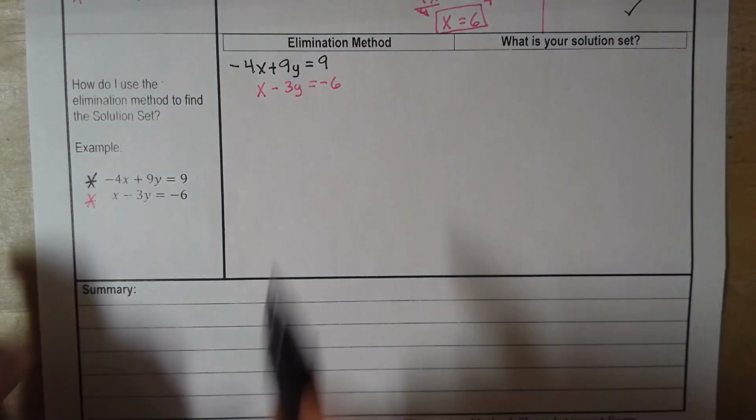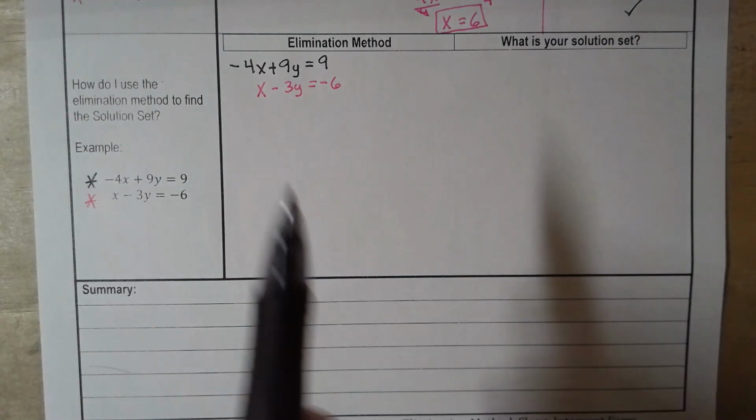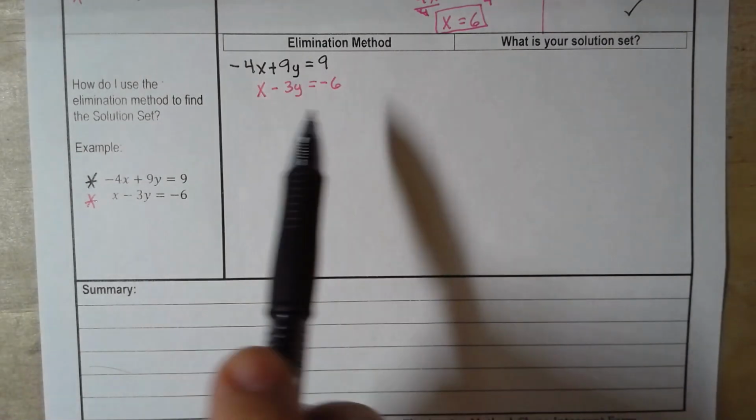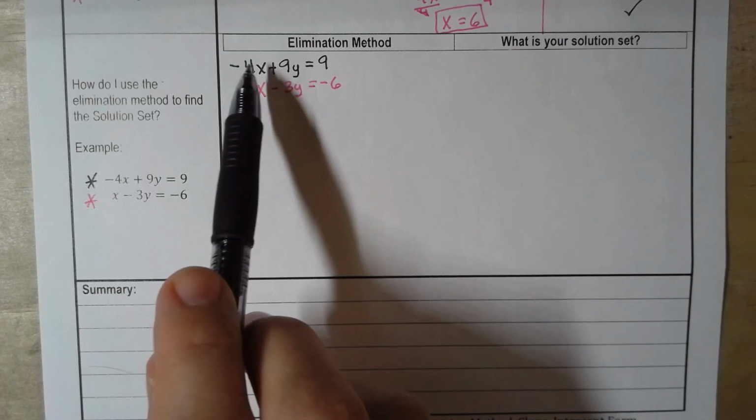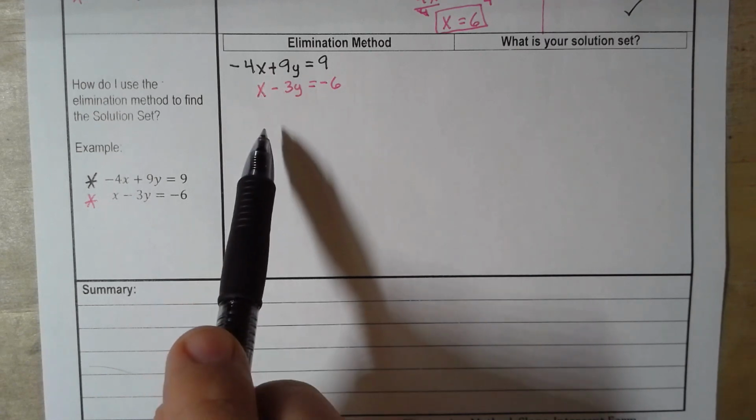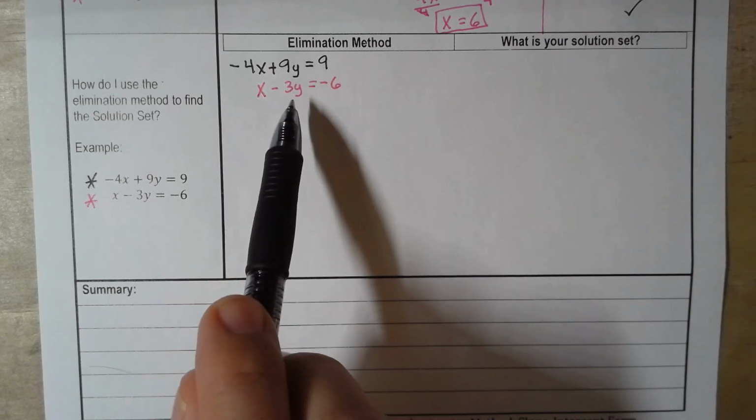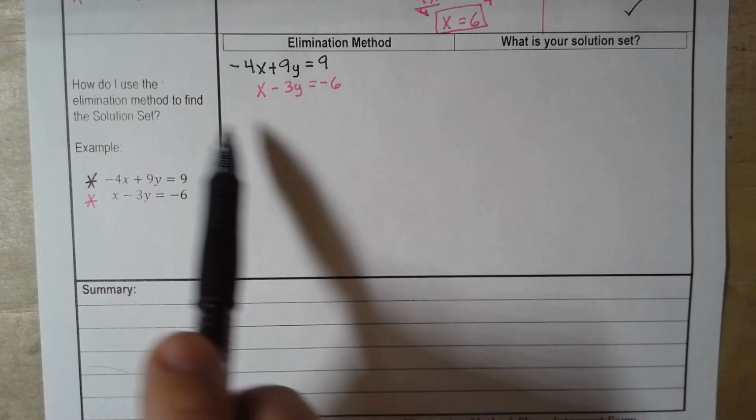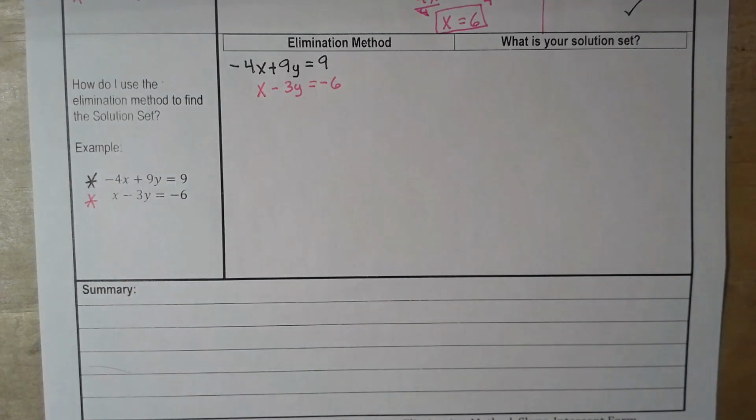Now what I hope that you notice on this particular one is that there's nothing I can cancel out. If I do negative 4x plus x, it leaves me with negative 3x. 9y minus 3y leaves me with 6y. Since I can't eliminate anything, I have to do that extra step of multiplying one of these equations by a positive or negative value so that I can get it to cancel.